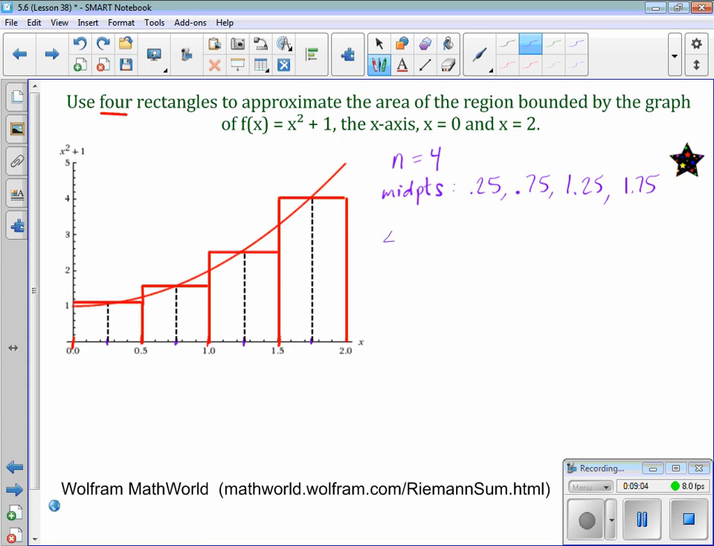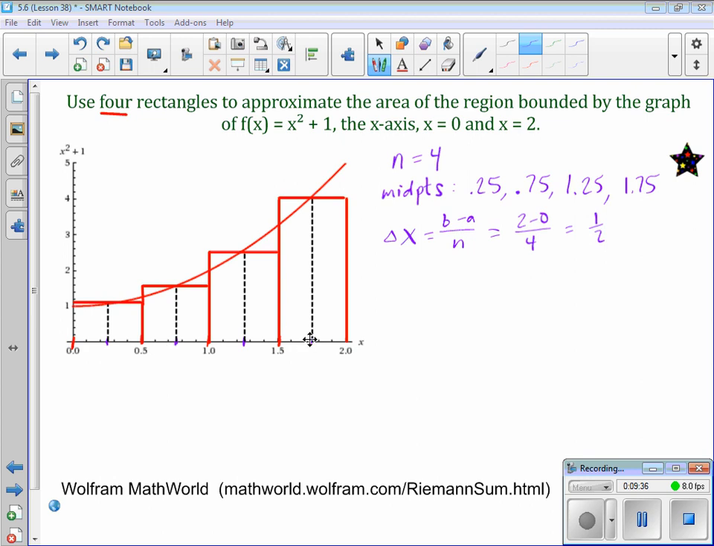So how do I find the change in x? What was that formula? B minus a over n. And your b and your a are what? 2 and 0, right? This is your a to b. So our b minus a is going to be 2 minus 0, right? Over n, which is 4. So my change in x is 1/2. That just tells me the width of my rectangle. So does it make sense that I'm getting a half there?